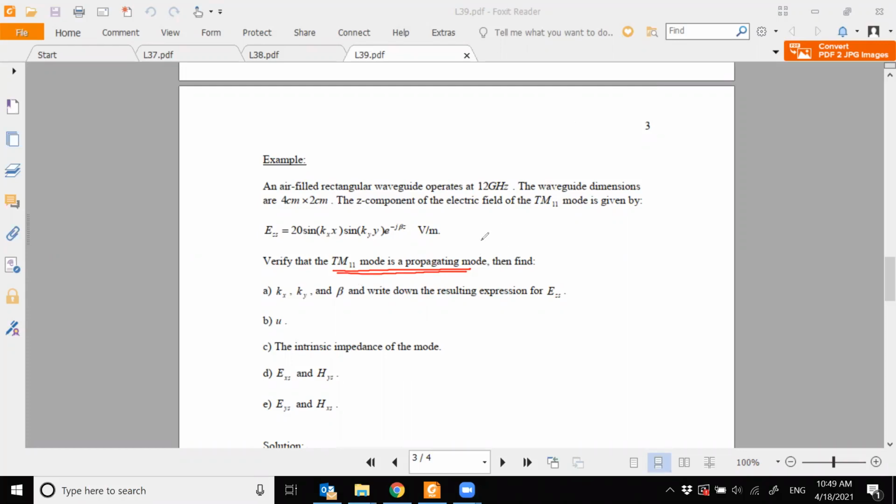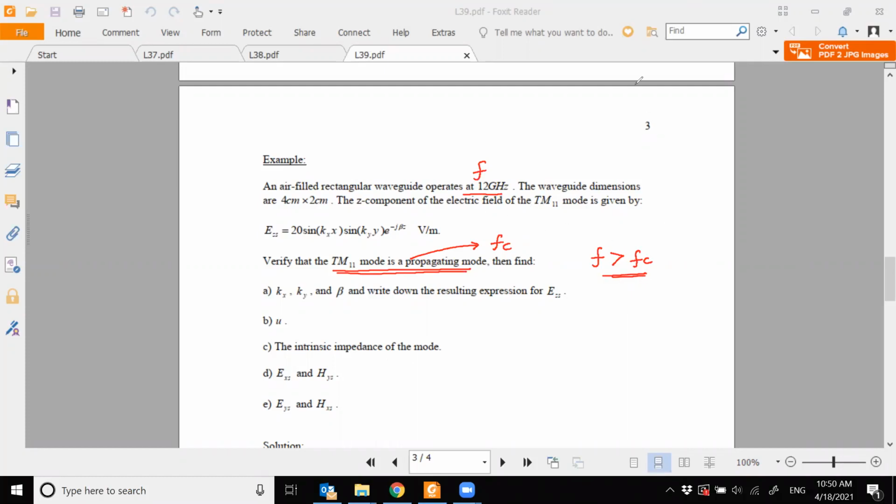Anyone else can help? We calculate the cutoff frequency. Yes. So first calculate the cutoff frequency, and after that, what should I do? Compare with the operating frequency. Yes, compare with the operating frequency, and if the operating frequency is larger, then it is propagating. Thank you very much. So this is what we did just now.